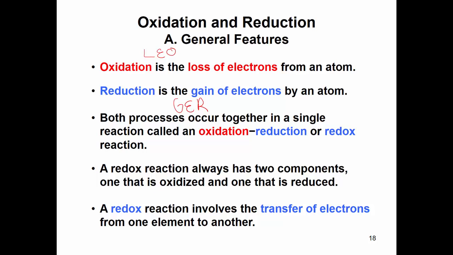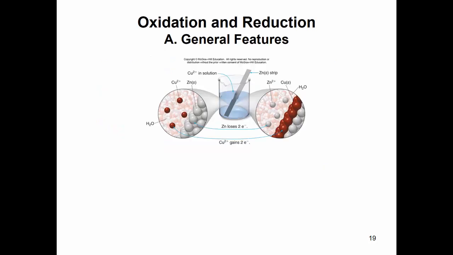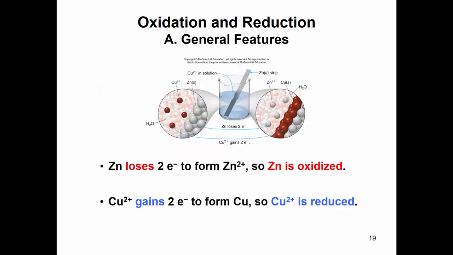In an oxidation reduction reaction, both processes have to occur. You have to have an oxidation and a reduction, and it's called a redox reaction. So one element has to be oxidized and one has to be reduced in order for these to work. These involve the transfer of electrons from one element to another. They're called redox, and we're going to look at them in detail here.